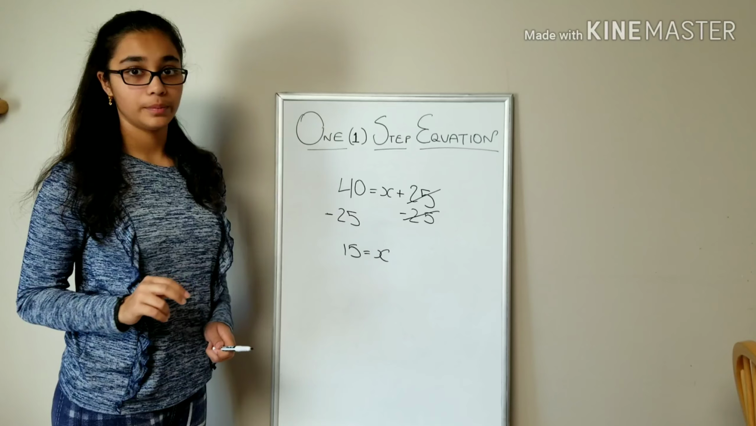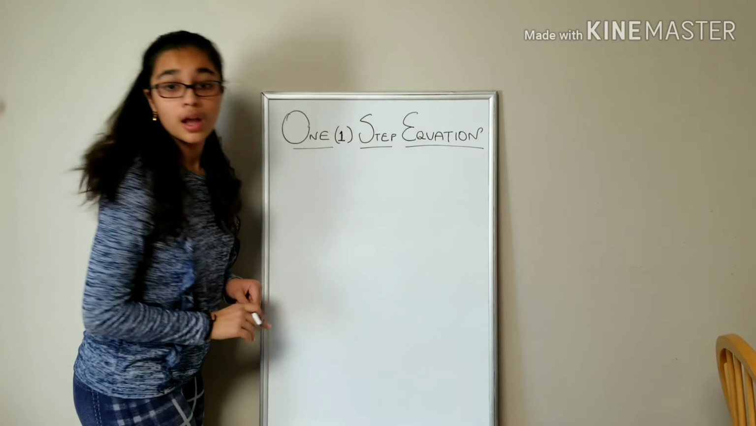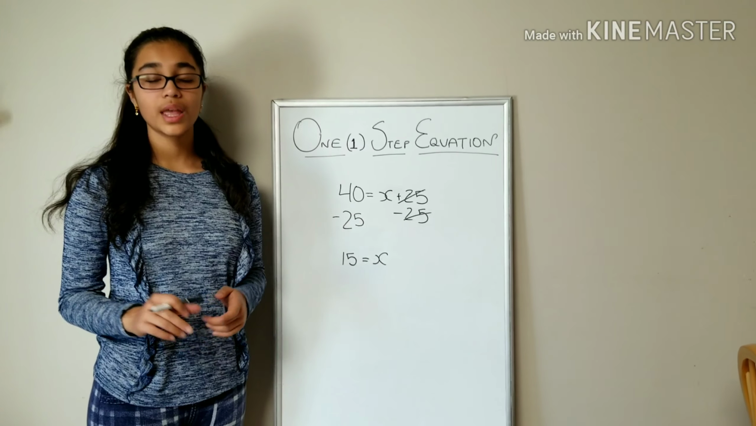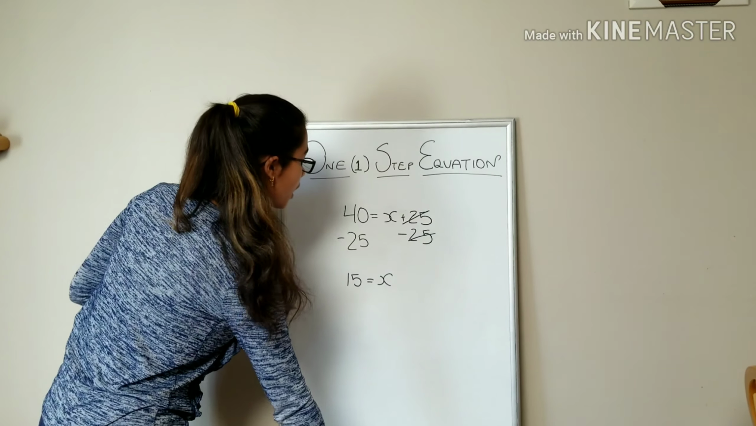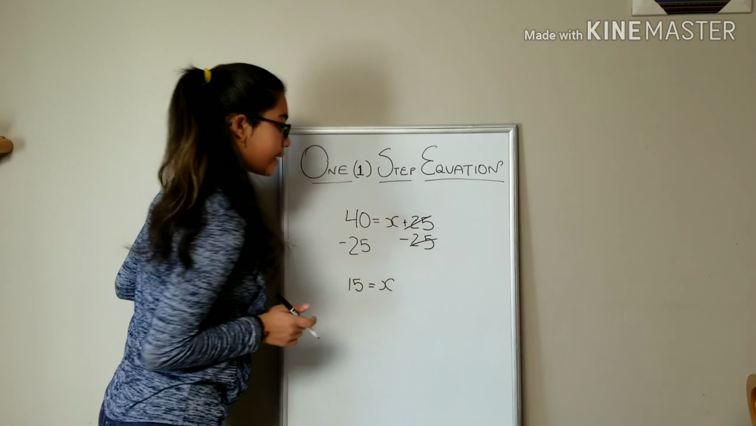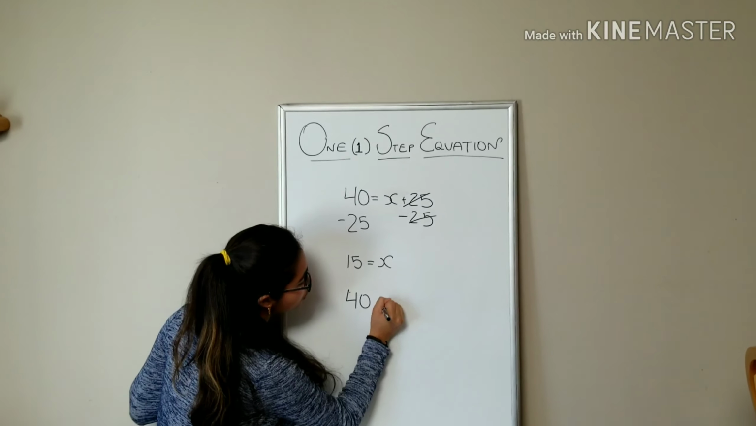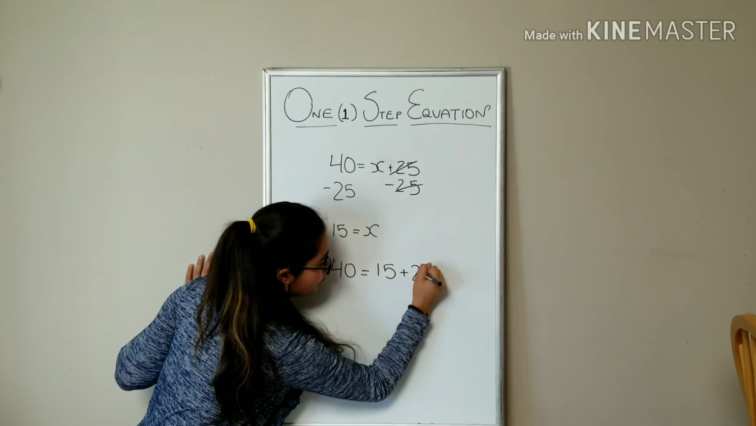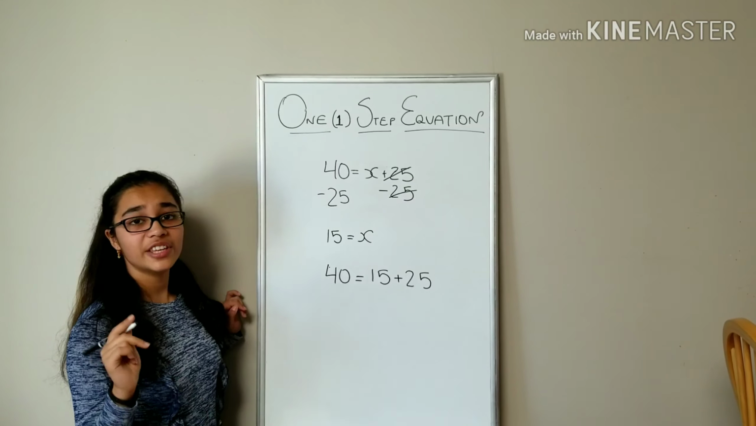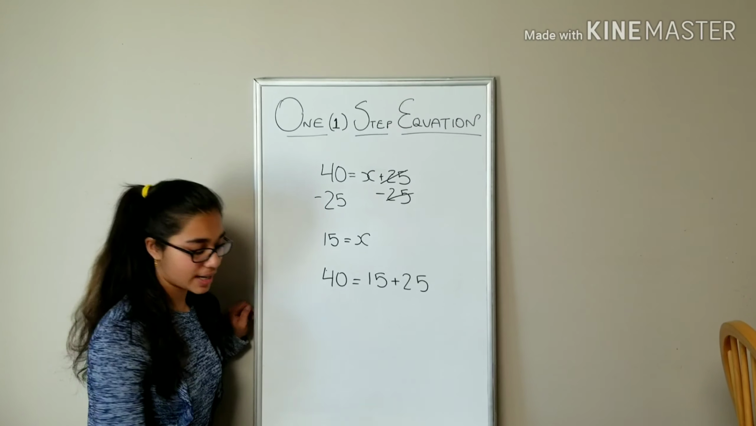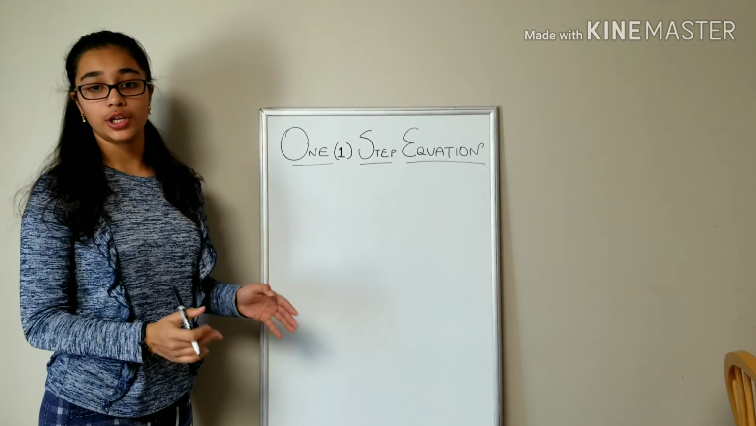Let's do one more example, but this time we're going to use subtraction. Now, before we move on to the next equation, let's double check this one. We know that 15 is x. So let's rewrite this equation with 15 instead of x. 40 equals 15 plus 25. What is 15 plus 25? We know that 15 plus 25 is 40. So meaning our answer is correct. Now, with our next equation, I'm going to do subtraction instead of addition.